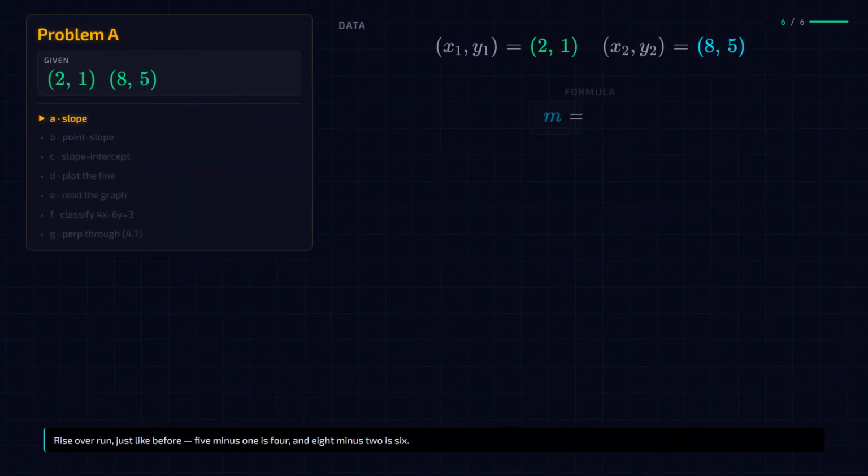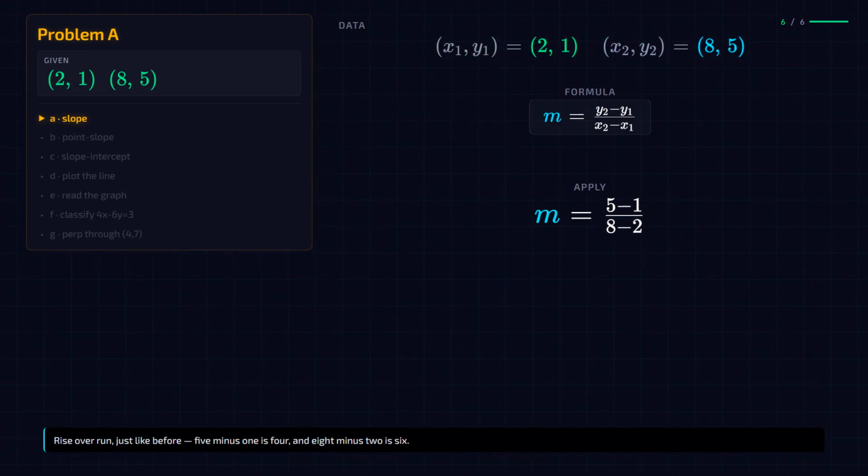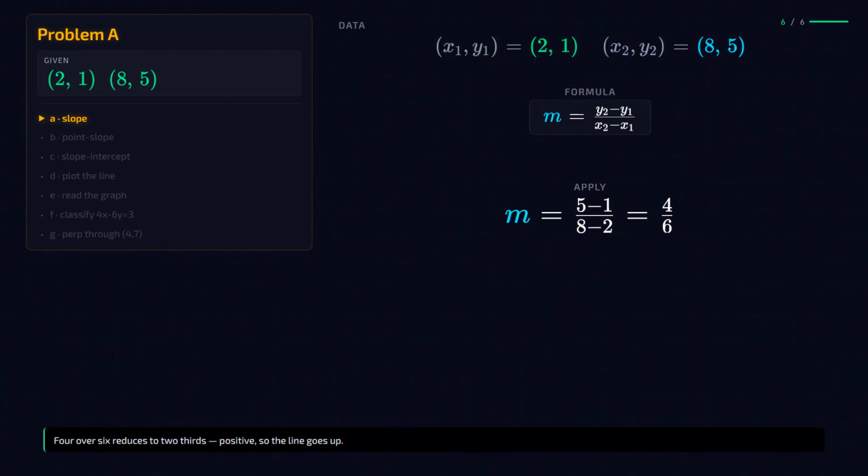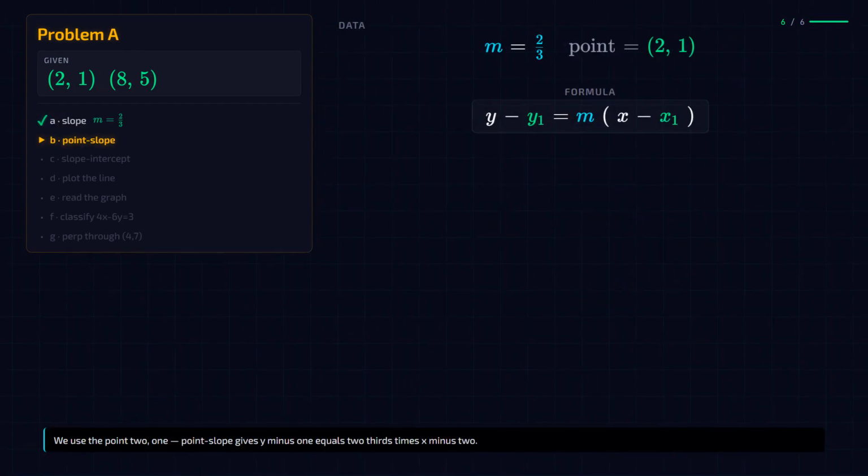Rise over run, just like before. 5 minus 1 is 4, and 8 minus 2 is 6. 4 over 6 reduces to 2/3. Positive, so the line goes up. We use the point 2, 1.